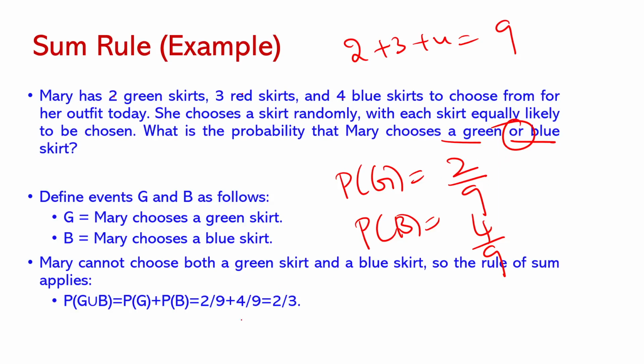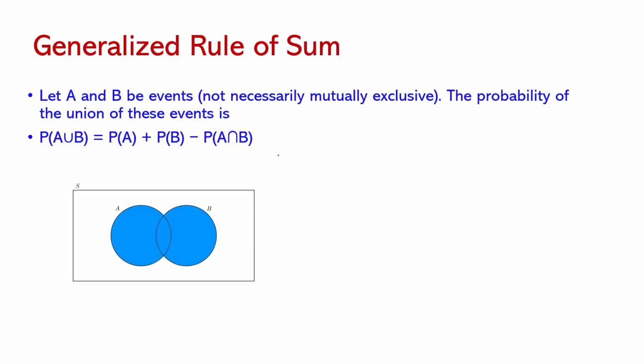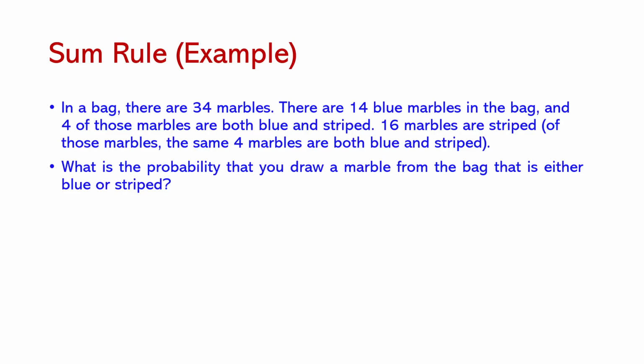Since it is given or here, it is 2 by 9 plus 4 by 9, that is equal to 2 by 3. We don't have any intersection here. So the probability that Mary chooses a green or a blue skirt is 2 by 3. So using the sum rule, we found this. Let's see another, again the same thing I was talking about. If A and B are not necessarily mutually exclusive, then this is the sum rule. We have P of A plus P of B minus P of A intersection B in case of not mutually exclusive events.